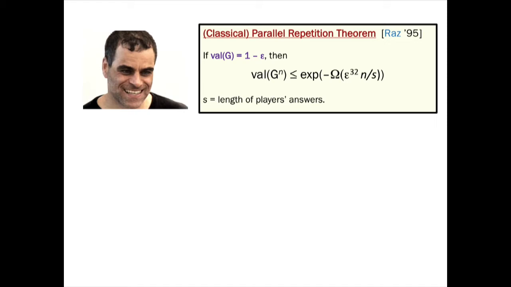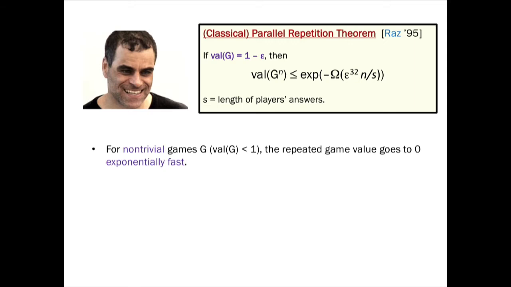So here's what we know in the classical case. There's this theorem called the parallel repetition theorem due to Ran Raz in 1995. And it talks about the classical value of two-player games. It says if you start with a game that has a classical success probability 1 minus epsilon, and you repeat it n times, then the value of this repeated game decays exponentially. Okay, but at this very strange rate. There's this epsilon to the 32, and then there's this s factor, which is the length of the players' answers. But it does show that for non-trivial games, the repeated game value does go to 0 exponentially fast. But we know that actually it can't be that exponent. There has to be this epsilon raised to some power, at least epsilon squared. And there has to be this dependence on the length of the players' answers.